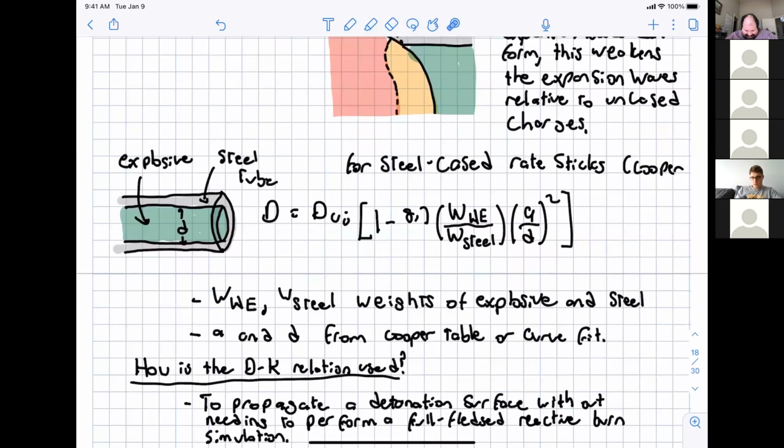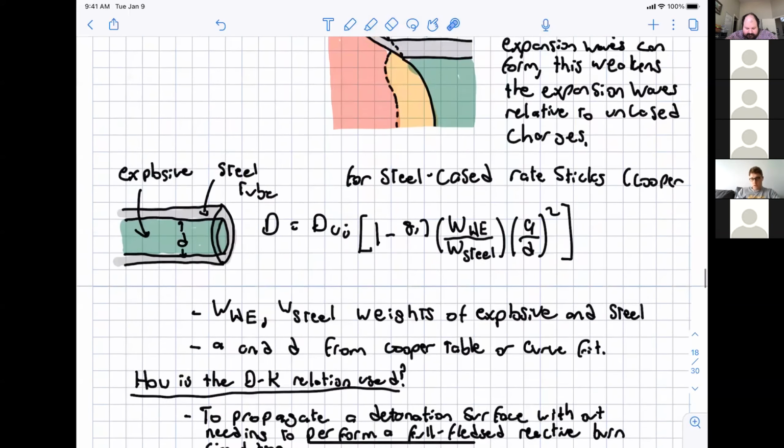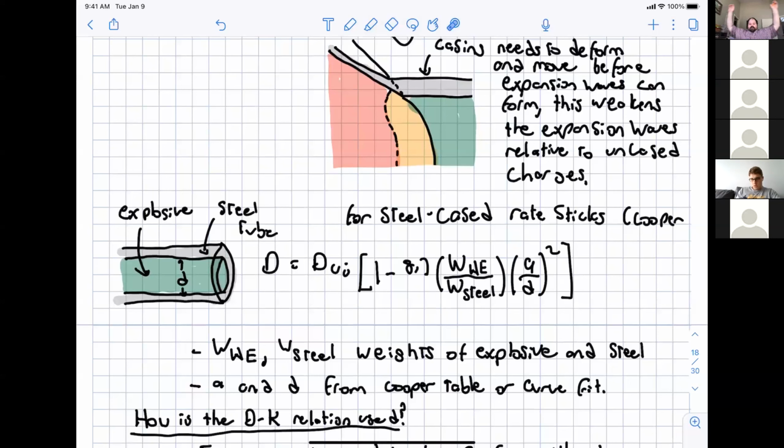So, Professor, for this, you say steel, but does this only apply to steel? Have people done this with, like, aluminum? Is it a different relation if it was aluminum or something? Yes, it's a different relation. There's a different constant here, and even the power here might be different. Okay. Yeah, and even the wave structure might be different.